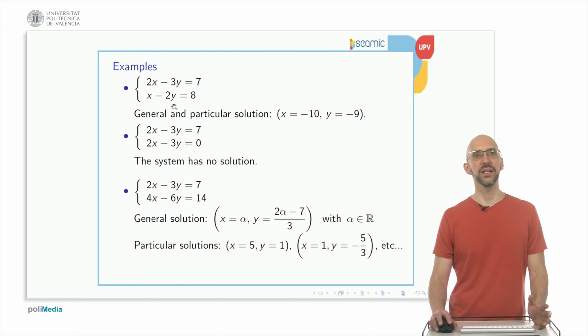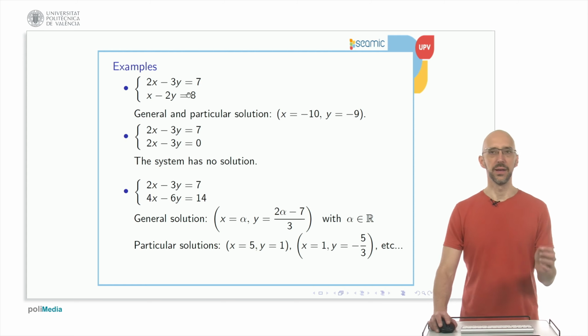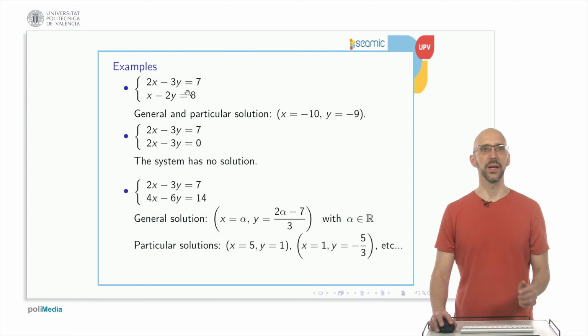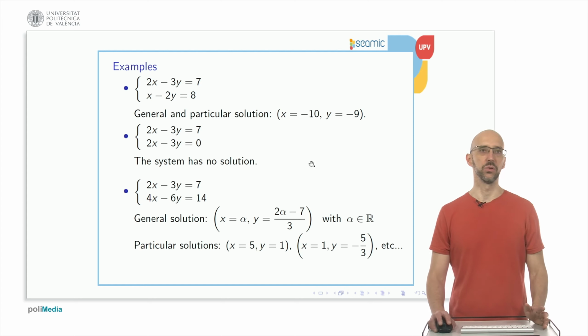Then you replace x by -10, and y by -9, and check that both equalities are true in this case. The idea is that if you replace x by -10 and y by -9, the first equation should give you 7, and if you replace x and y in the second, the result should be 8. You can double check and you will see that this is a particular solution.